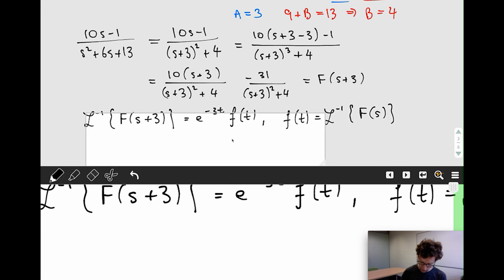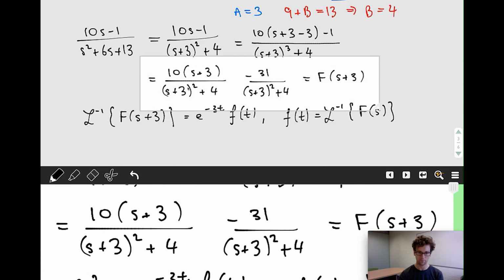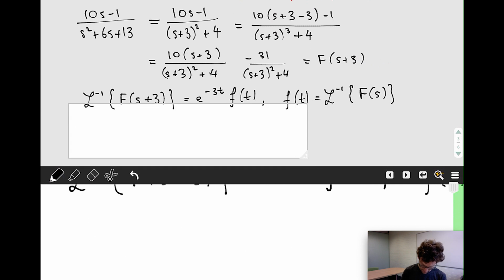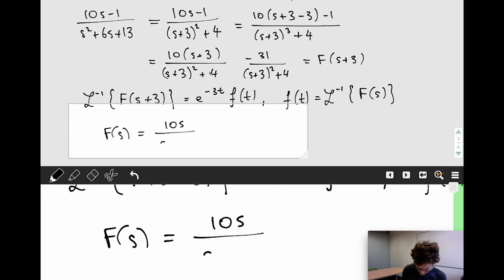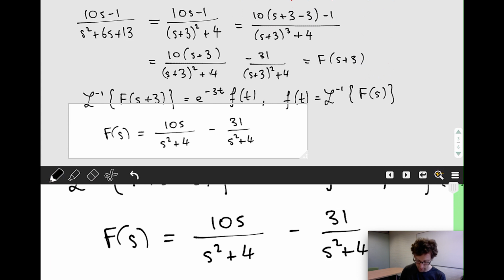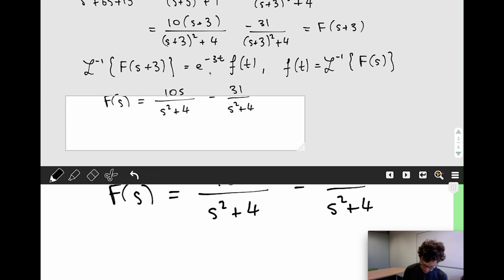So what is that? Well, just looking again at our expression up here, we had the shifted function big F of s. All I have to do to unshift this function is everywhere I see s plus 3, replace it with s. So big F of s is just going to be 10 times s over s squared plus 4 minus 31 over s squared plus 4. So I just replaced everywhere I saw s plus 3 with s. So that gave me my unshifted function. So now I'm ready to calculate what little f of t is. It'll be the inverse Laplace transform of this thing.